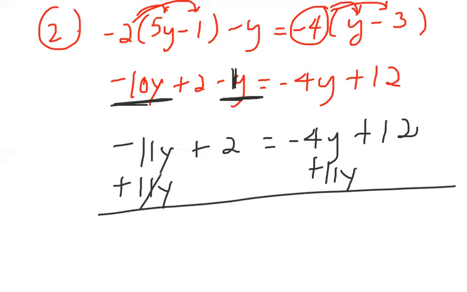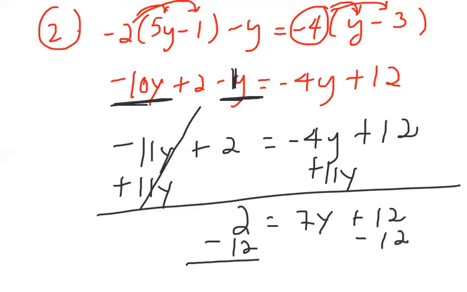So guys, this cancels out. I bring down my 2. Negative 4y plus 11y leaves me with 7y plus 12. Now, I'm going to have to combine the 12 with the 2. So in order to do so, I'm going to subtract 12 from both sides. So this cancels out. 2 take away 12 leaves me with negative 10 equals 7y.